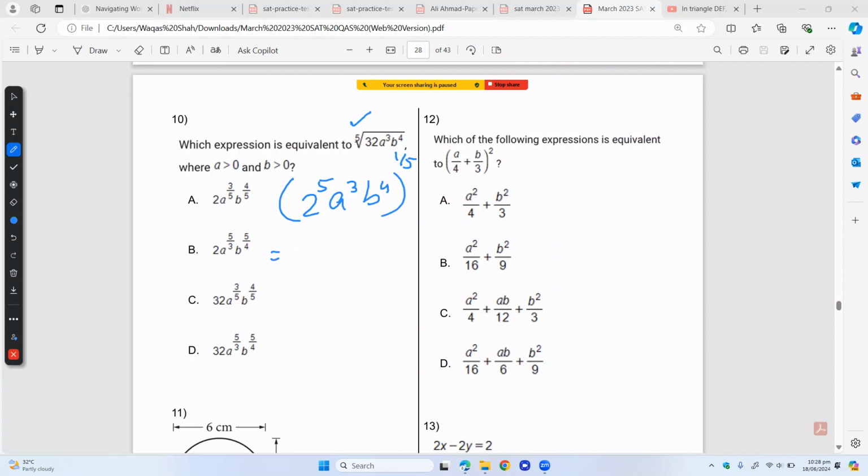So you can see that 2 power 5 times 1 over 5, and then a power 3 times 1 over 5, and then b power 4 times 1 over 5. So it can be written as 2 a to the 3 by 5 and then b to the 4 by 5. So we have to check which one resembles this one. Okay, so it will be this one. Part A is our answer.